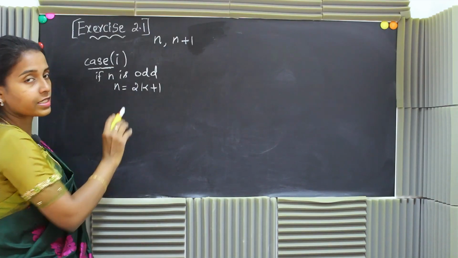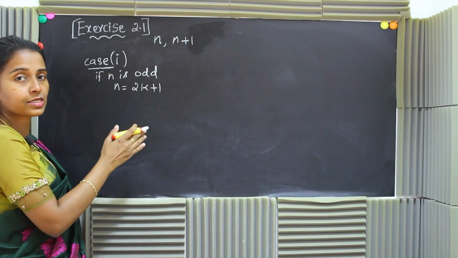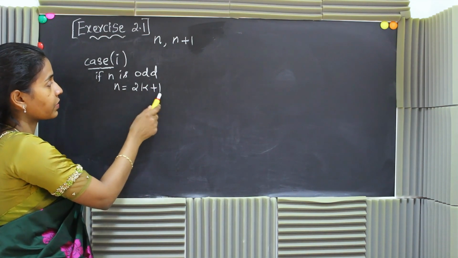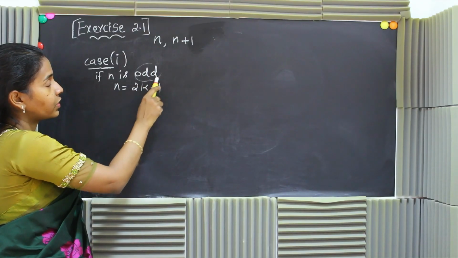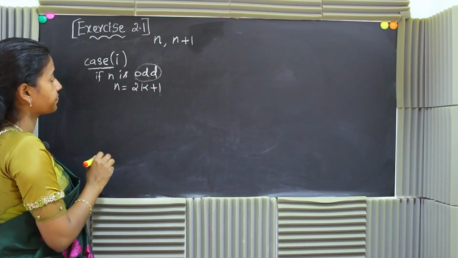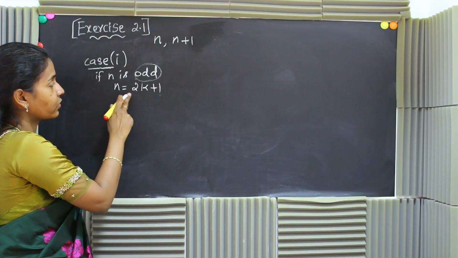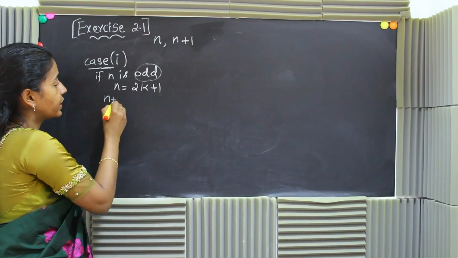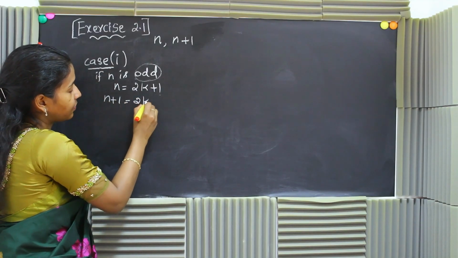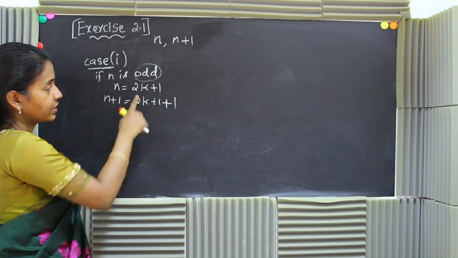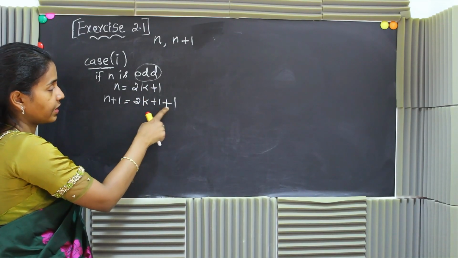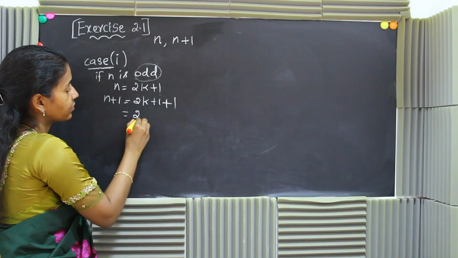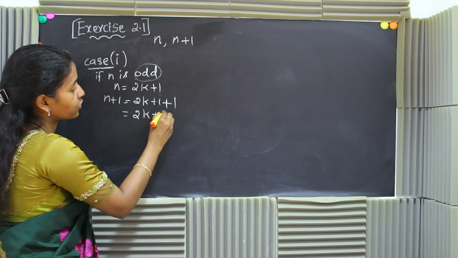Okay. Here we are considering only positive numbers because that is mentioned in the question. So I'm taking 2k plus 1. Why? Because that is the formula for creating odd numbers. So if n equals 2k plus 1, the next number would be 2k plus 1, and we should add 1. Then we'll be getting 2k plus 2.